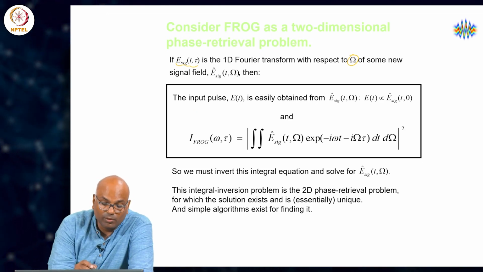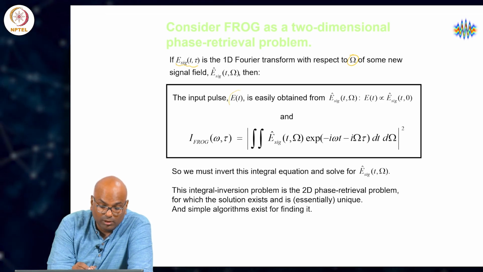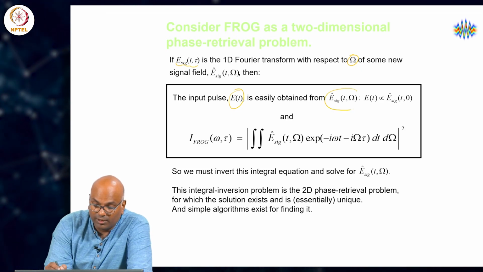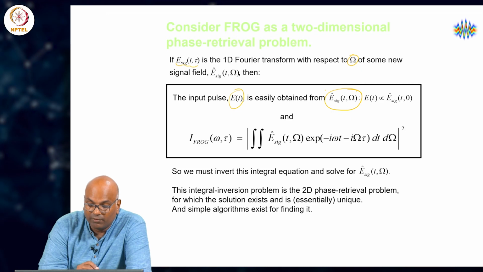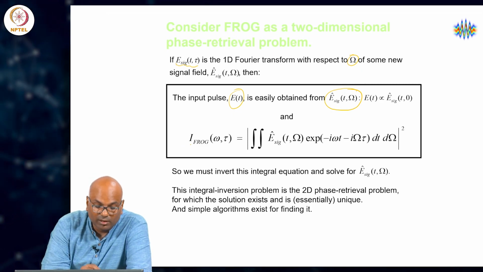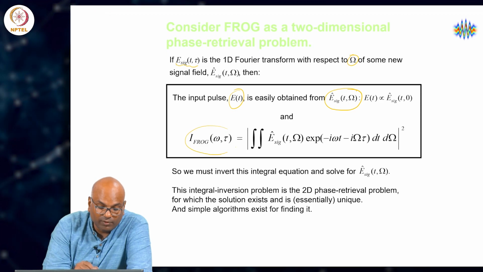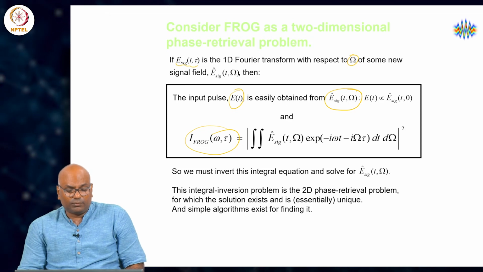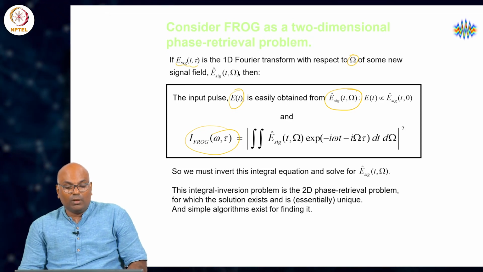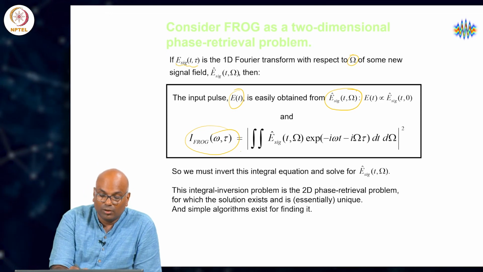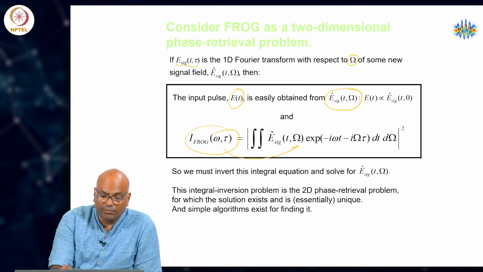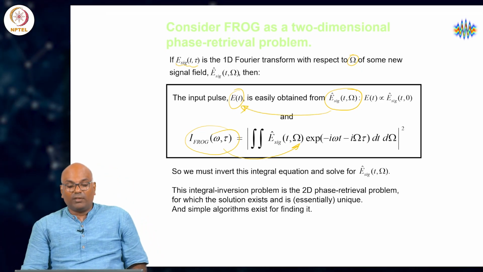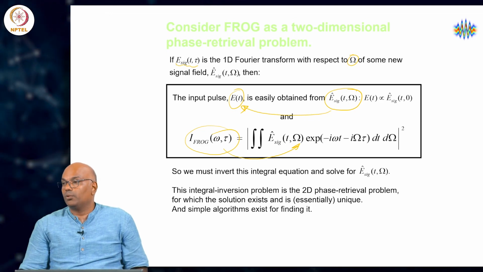and we will need to somehow pull out the input pulse, the unknown waveform, from this 2D information which we have in some form, which is essentially the FROG spectrogram I FROG of omega and tau. Okay. So, what we need is to get from this, we need to get this, and from this we need to get this. So, that is the retrieval or inversion problem that we are going to address.